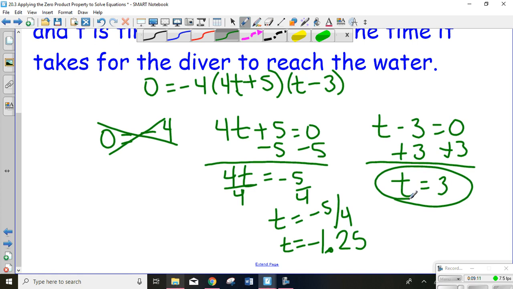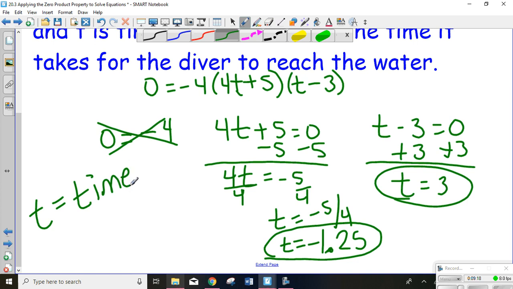Now, you might circle both of these answers, but think about it. In this case, t was time. And so I have to look and say, oh, wait, can my time be negative 1.25? It sure cannot. So this, even though we got that as an answer, because it's not realistic to the problem, it's not a valid answer. Here, t equals 3, it is. If the diver's diving in, it might take about 3 seconds to hit the water. And there's my answer. So my only good answer in this case is this t equals 3.